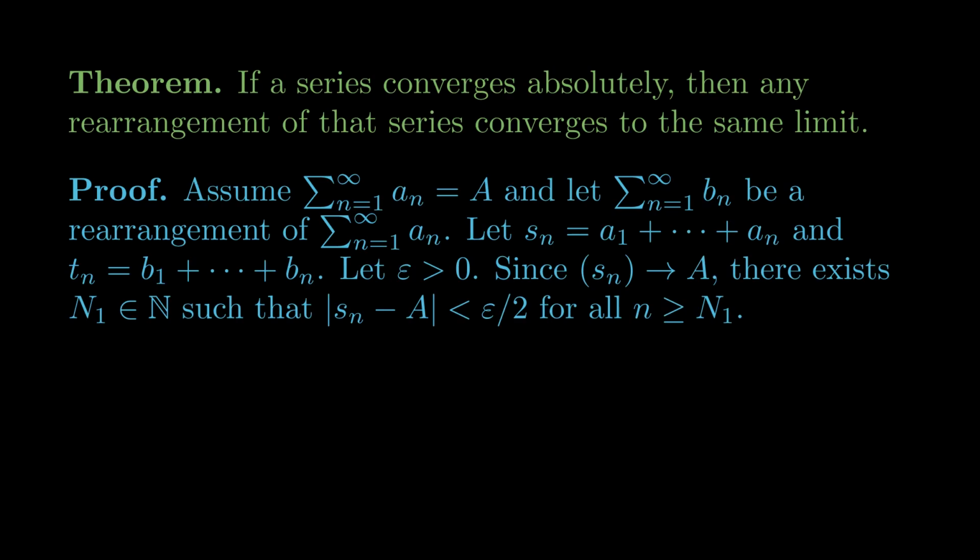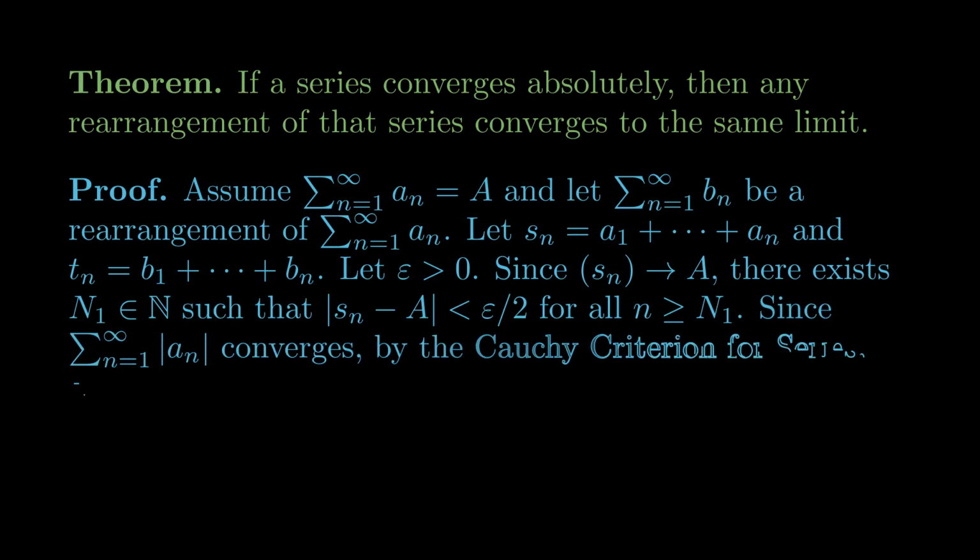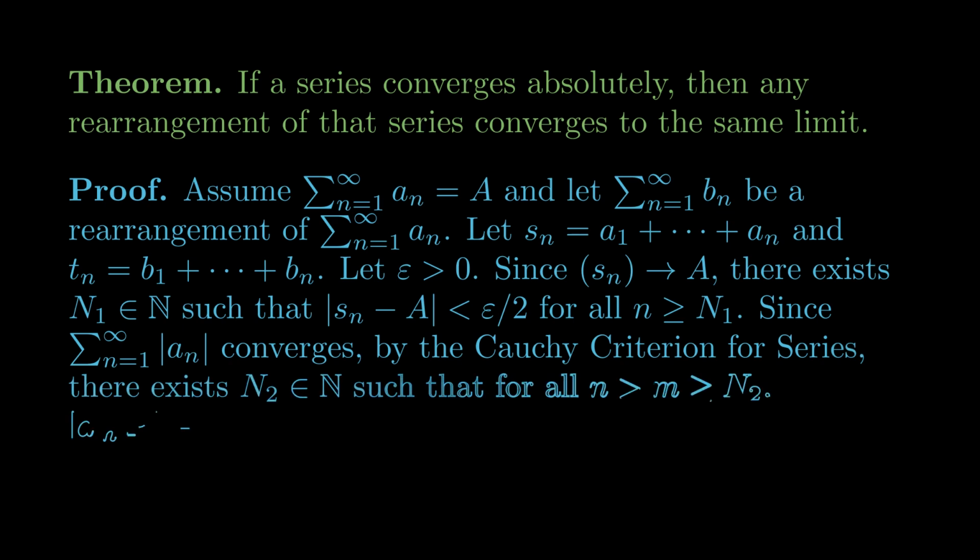And now we want to bound the difference between a partial sum of one series and the other series, but we don't know exactly which terms will show up in this difference because the terms can appear in different order. They can be rearrangements of one another. Since the series of absolute values of a_n converges, by the Cauchy criterion for series, there exists big N2 in the naturals, such that for all n greater than m greater than or equal to big N2, the sum of the absolute value of a_{m+1} plus the absolute value of a_{m+2} plus ... plus the absolute value of a_n is less than epsilon over 2.